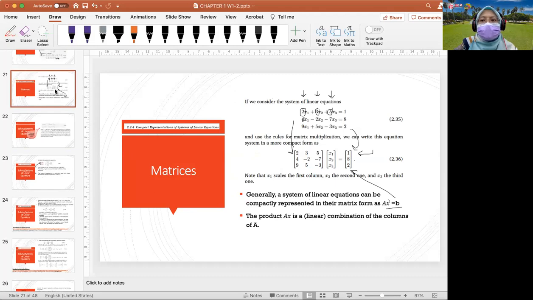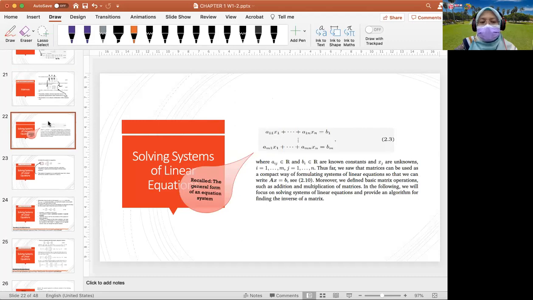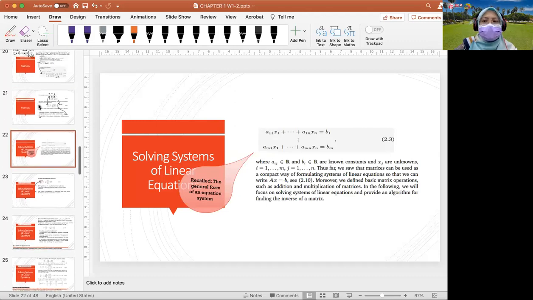Today we will continue our lecture with solving system of linear equations. Before this we have looked into the operations of matrices. But before that we have learned what the system is, what the linear equations are, and how the linear equations can be transformed into matrices.